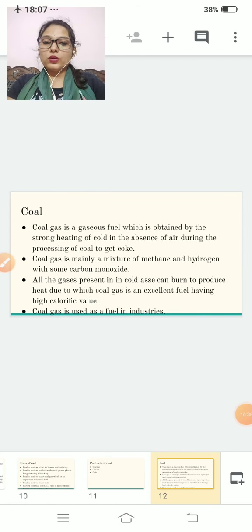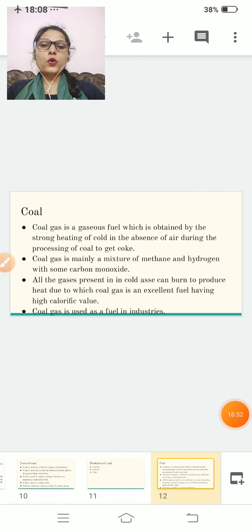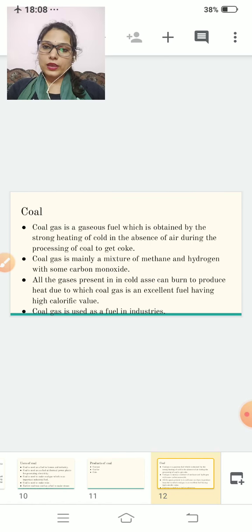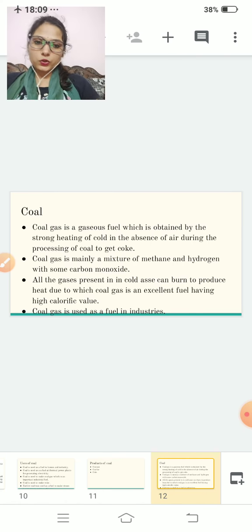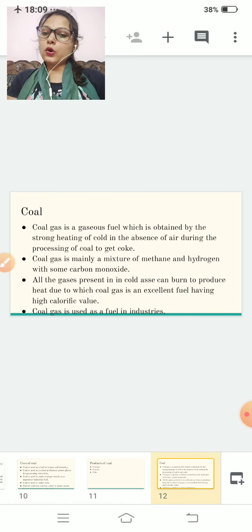Coal gas is a gaseous fuel which is obtained by strong heating of coal in the absence of air during the processing of coal to get coke. When you heat coal in the absence of air, the product you will get is your coke. Clear?